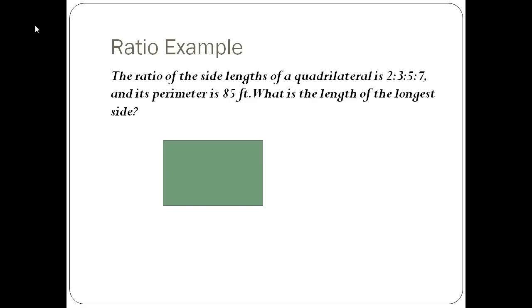Here's my quadrilateral. I know that mine looks like a rectangle, but I can tell from the side that it's not actually going to end up being a rectangle. It doesn't really matter that much. I'm going to go ahead and put the measurements on my sides here. I got 2 to 3 to 5 to 7. I'm going to use those as side lengths for now, just because that's all I have to go on. I know that can't be the side lengths, because when I add them up, it doesn't add up to 85 for the perimeter.